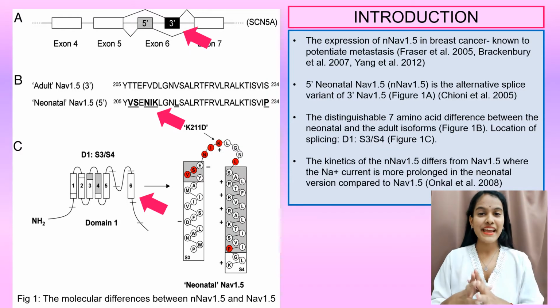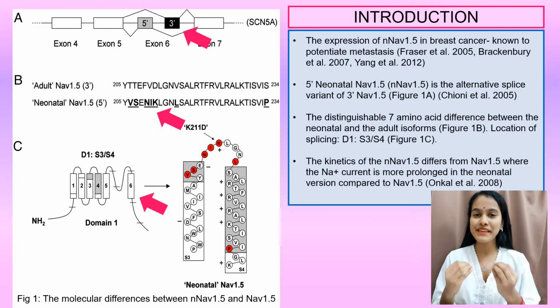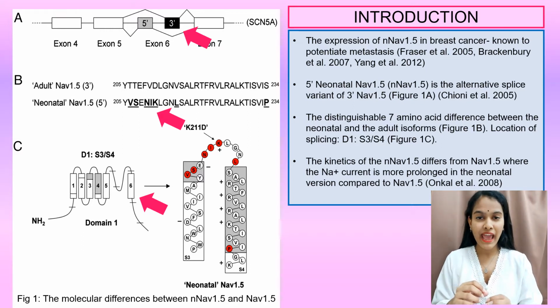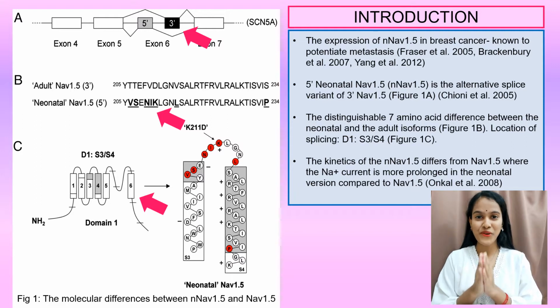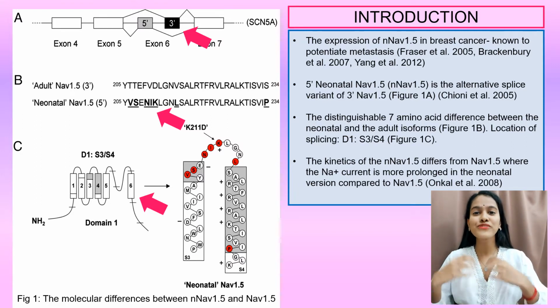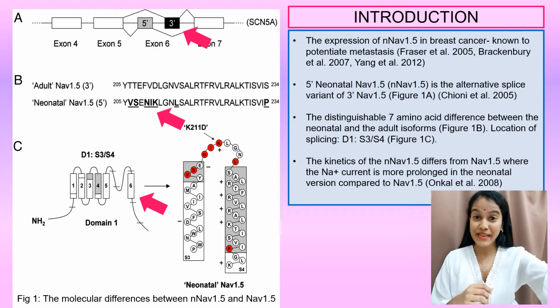The expression of neonatal NAV 1.5 has been known to potentiate metastasis in breast cancer. The 5' neonatal NAV 1.5 is the splice variant of the LDAR isoform. The distinguishable 7 amino acid changes have been highlighted in figure 1b. The splicing generally takes place at segment 3 and segment 4 of domain number 1. The electrophysiological changes caused by this alternative splicing would modify the kinetics of the neonatal NAV 1.5 channel and thus allow a greater intracellular sodium current to take place.